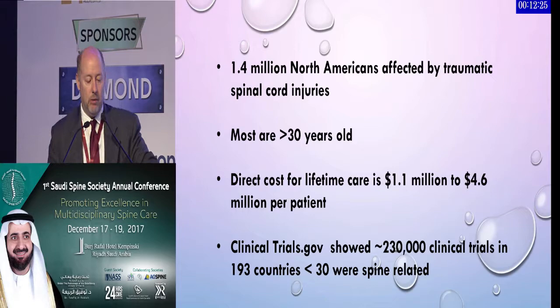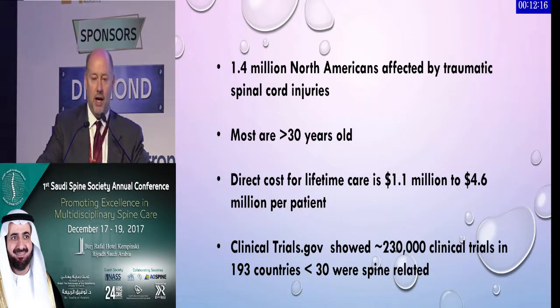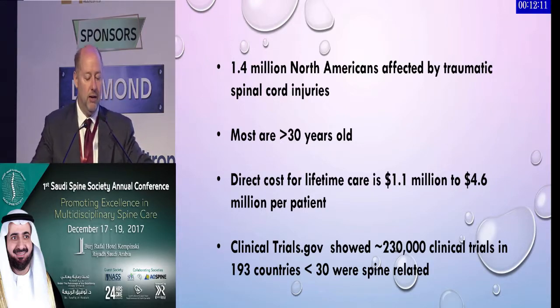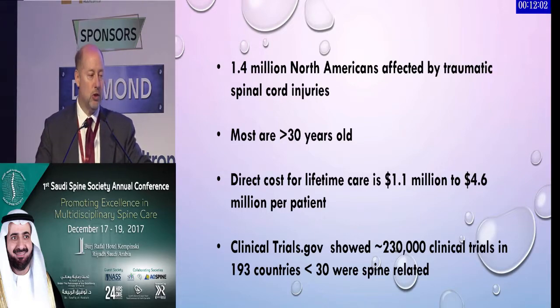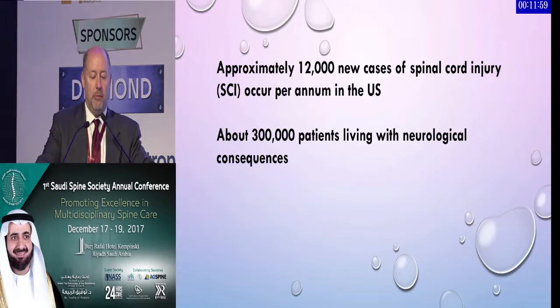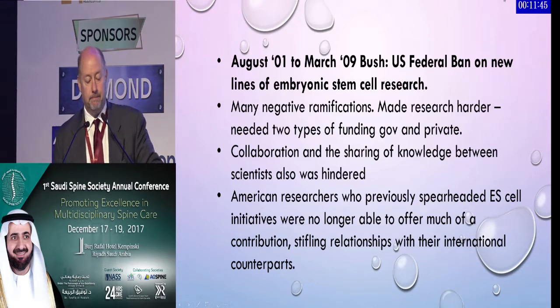In the US, about 1.4 million North Americans are affected by traumatic spinal cord injuries. Most are over 30. The lifetime cost for care is high, 1.1 to 4.6 million per patient. And if you look at clinicaltrials.gov, there are about 230,000 clinical trials in 193 countries, but only a little under 30 were spine related. There are about 12,000 new cases of spinal cord injury in the US per annum, and there are about 300,000 patients living with neurological consequences of those problems. So stem cells have been hindered a bit.